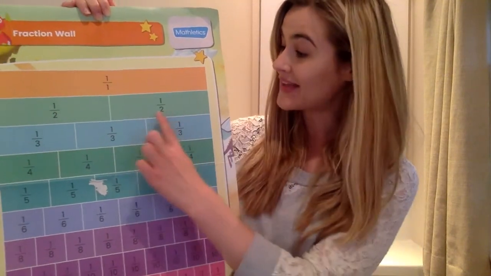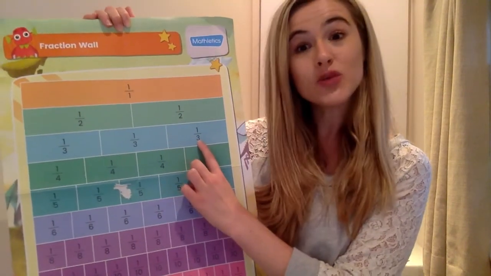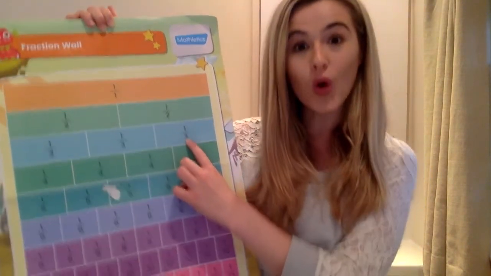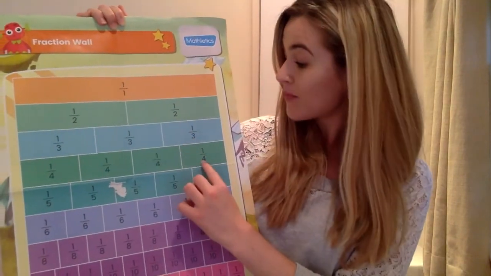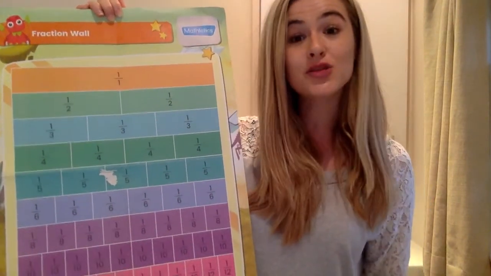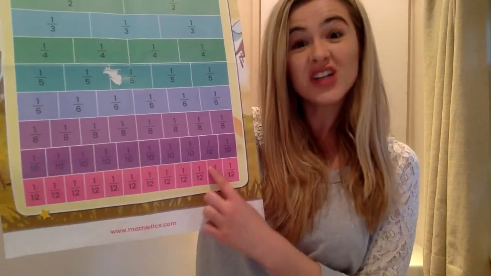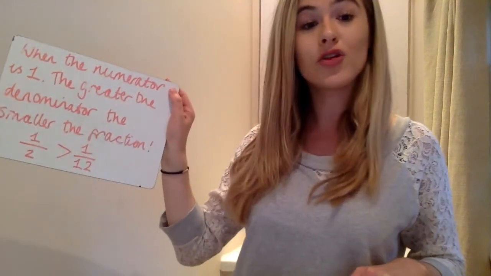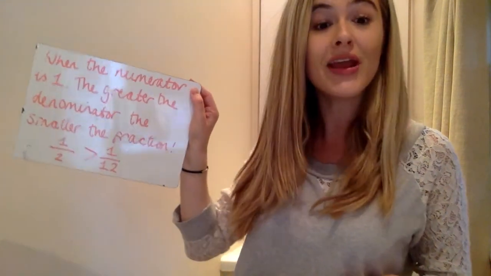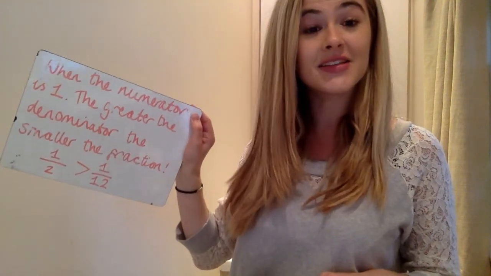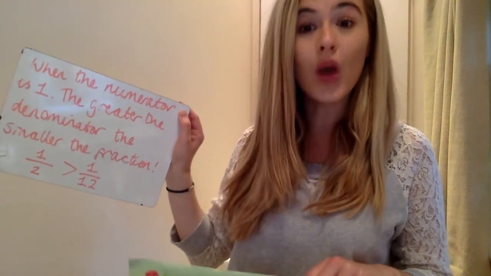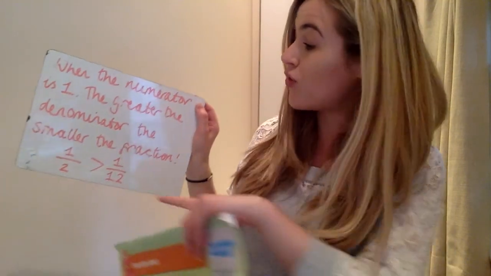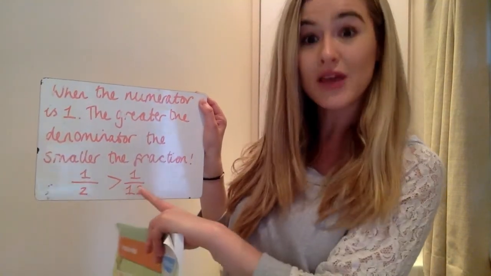As the denominator gets greater, it means we're sharing our whole into more equal parts. And that means that the parts are having to get smaller and smaller, just like when I ripped my piece of paper. So we have proved that when the numerator is 1, when it's a unit fraction, the greater the denominator, the smaller the fraction. So we know that 1/2 is going to be greater than 1/12.